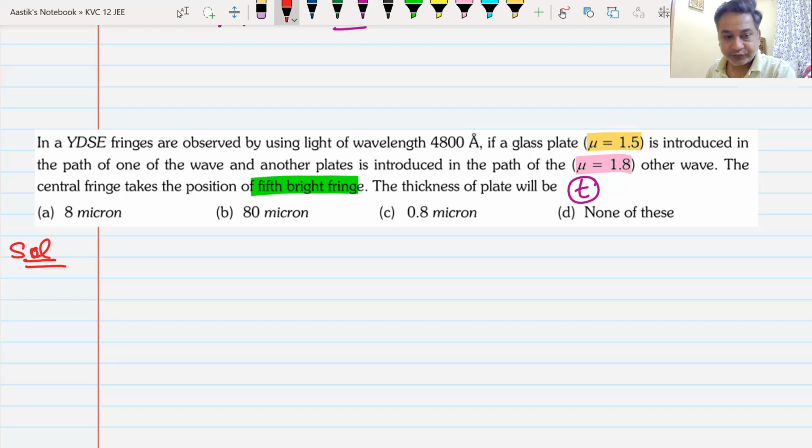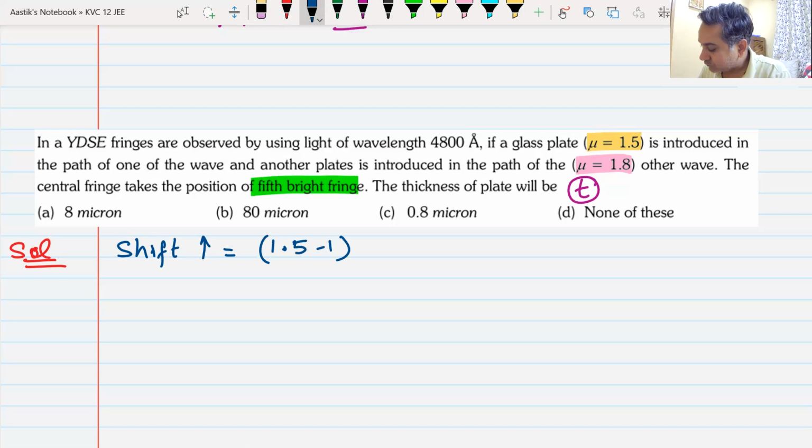How are you supposed to do this? Let us say the first plate is put in the upward direction. So what is the shift in the upward direction? I can write it as mu. Mu is (1.5 minus 1) into T divided by lambda. Lambda is 4,800 into 10 to the power minus 10. Yes or no?